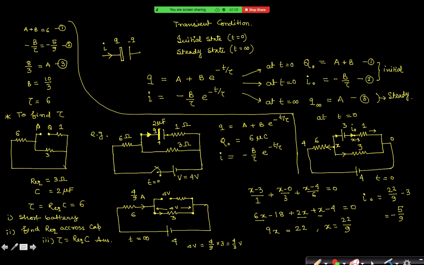If you are asking the time constant of a circuit, then which capacitor will I go for? This one is charging in this time, this one in that time. Has this type of question come before?